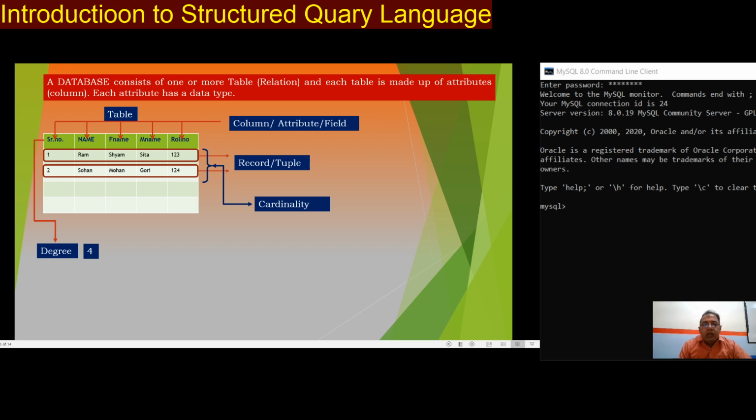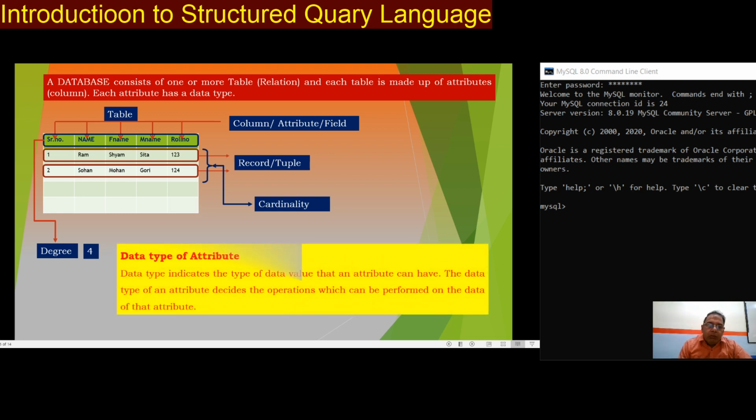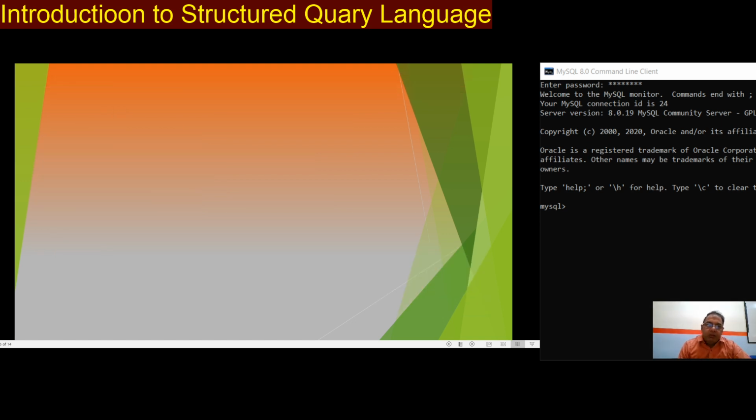On the other hand, the cardinality of the table is 2 because we have 2 records in the table. Then we have another look where we will discuss the data type of attributes. Data type indicates the type of data value that an attribute can have. The data type of an attribute decides the operation which can be performed on the data of that attribute.